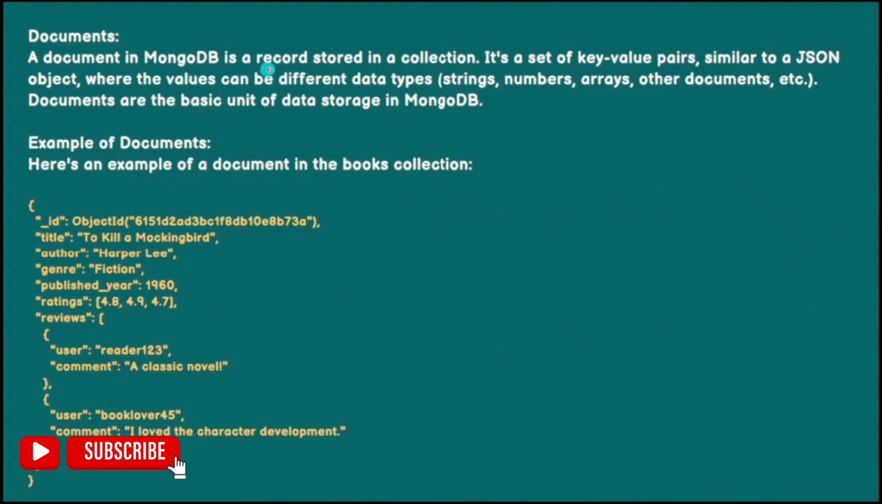A document in MongoDB is a record stored in a collection. You can consider a collection as an array, and a document is just an object, right? That's the difference. It's a set of key value pairs similar to a JSON object, where the values can be defined in different data types like string, numbers, arrays, and other documents, etc. Documents are the basic unit of data storage in MongoDB. In MongoDB, documents are stored in BSON format, which is binary JSON. Here you can see an example of the object which we call a document, and we have previously seen this. Now let's continue.